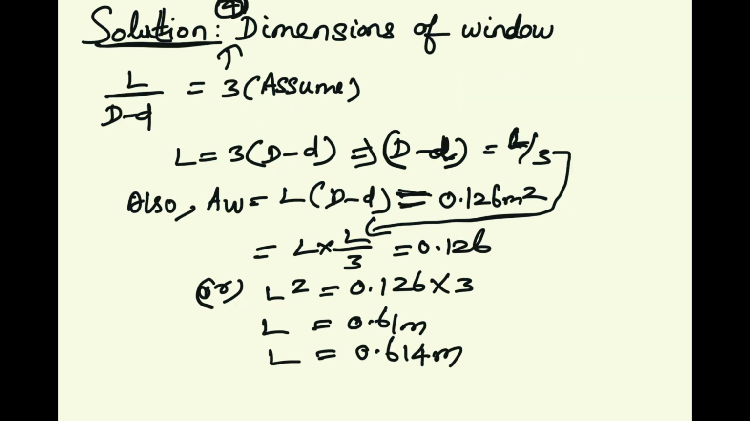Solution. Fourth, dimensions of window. Assume L divided by (D minus d) is 3. From this formula, L is equal to 3 into (D minus d), that is D minus d is L by 3. Aw is also L into (D minus d), which is equal to 0.126 meters squared. Put D minus d as L by 3: L into L by 3 is equal to 0.126. From this formula, L squared is 0.126 into 3. From this, we obtain L value as 0.614 meter.